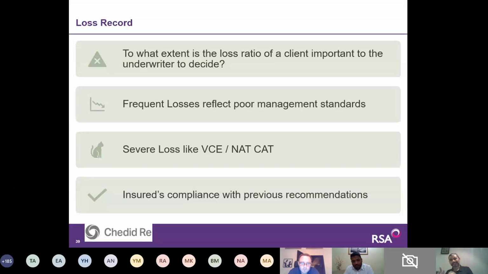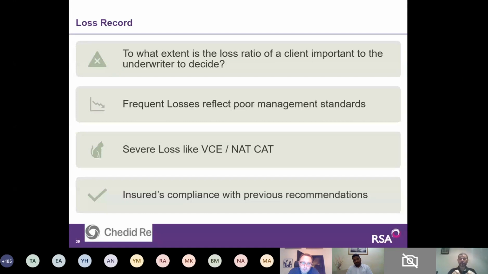Rather than supporting a risk where losses are happening on a daily, weekly or monthly basis, it consumes my time to handle the claims. It reflects poor management. It reflects that the management relies on the insurance company. We will come to this later, slide 52, 53. What did SAMA do when they increased deductibles in the market? We avoided all the small losses, which gave us the courage to be very aggressive in Saudi.